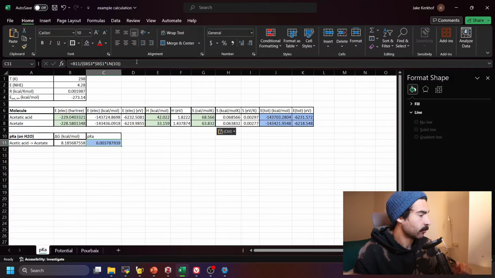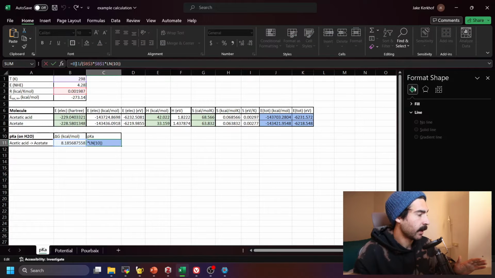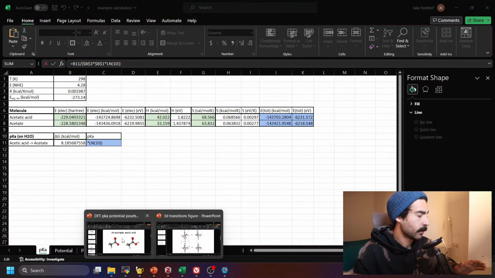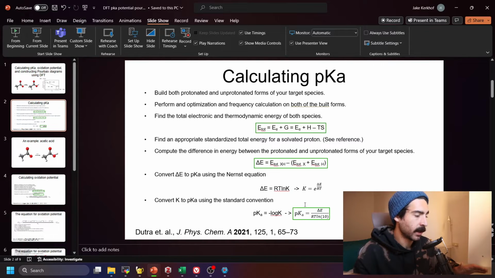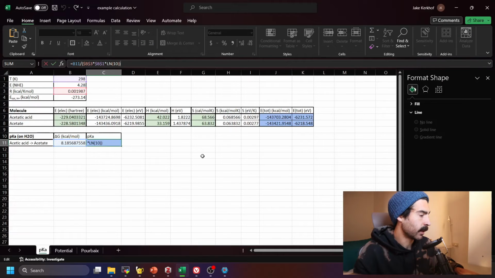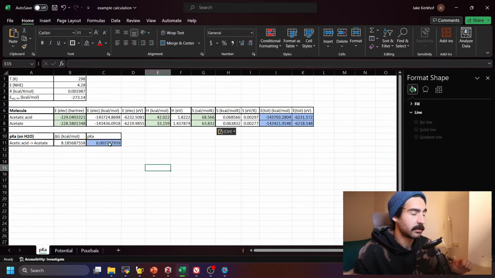and then from there we can calculate the pKa, which takes the delta G and divides by the temperature, the R value, and ln10. Again, from the slides, we have this equation. pKa is equal to delta E divided by RT ln10, and this gives us a pKa value of 6.